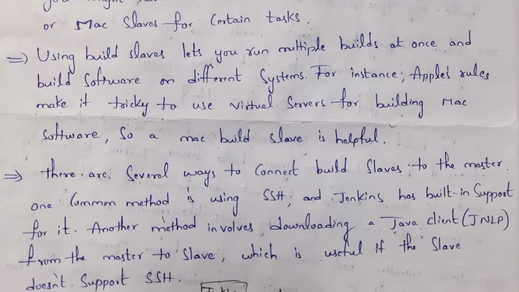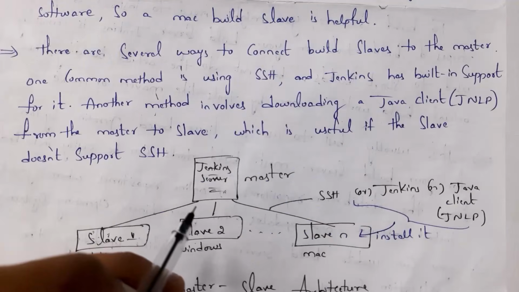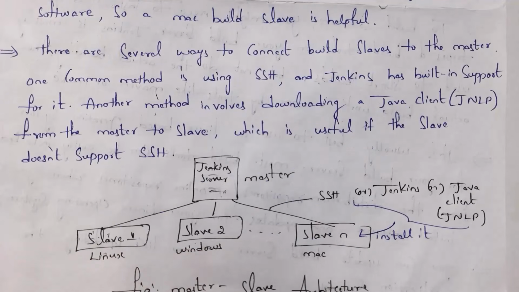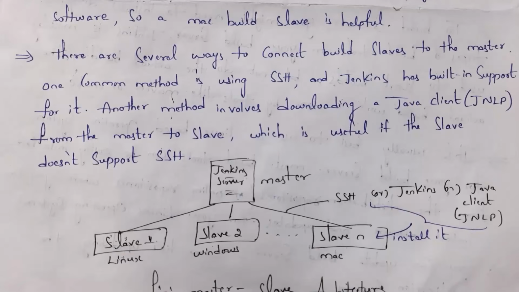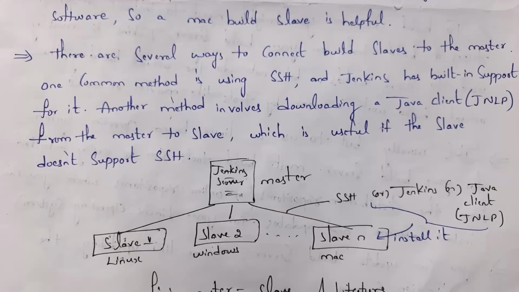Guys, you can run various tasks on different build slaves at a time. For example, let us say you are developing an Apple project. Now you need to build an Apple project, but by using a virtual server, we cannot build Apple projects. At that time, you can directly use a Mac slave in order to build Mac projects. So based on your project, the Jenkins server will send the project to different build slaves in order to build your project.